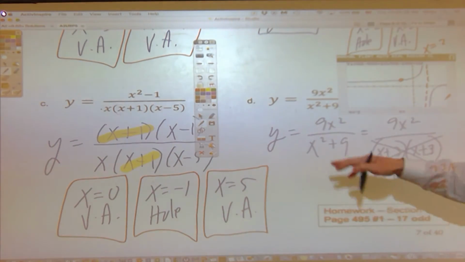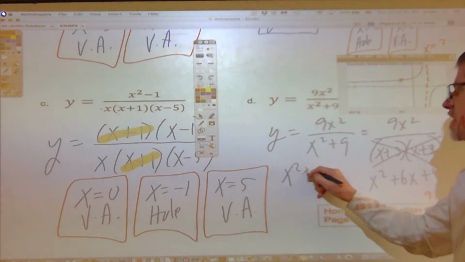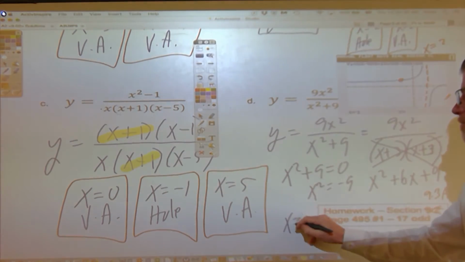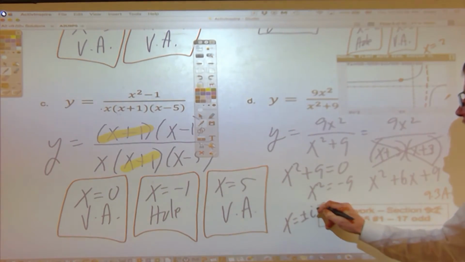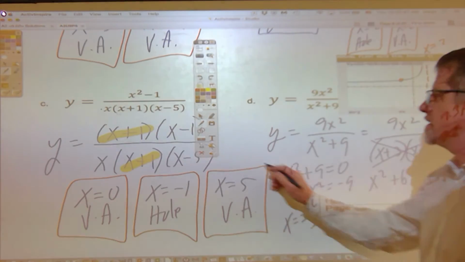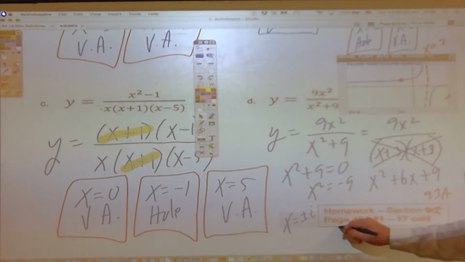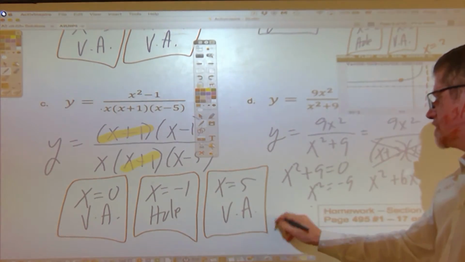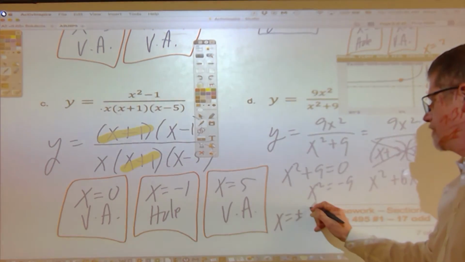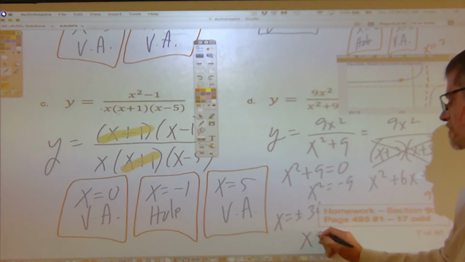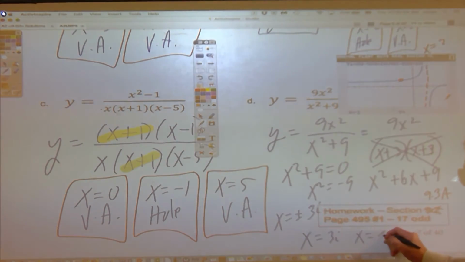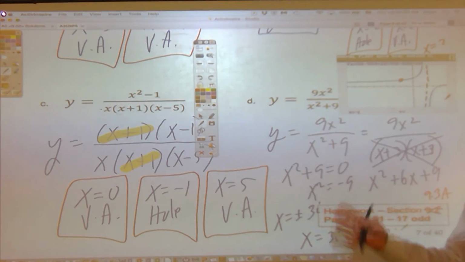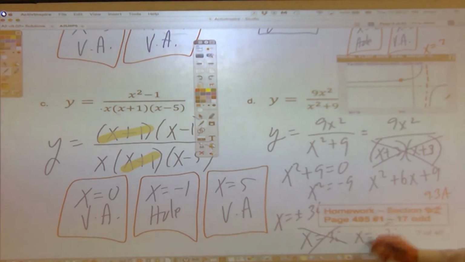And therefore, if you just take the denominator, set it equal to 0, x squared plus 9 equals 0, you get x equals plus or minus i times 3, or 3i. Plus or minus the square root of negative 9 gives you plus or minus 3i. So we got two zeros, x equals 3i, x equals negative 3i. Hole, vertical asymptote, what's going on? Neither. You just cross them out because they're not real numbers.